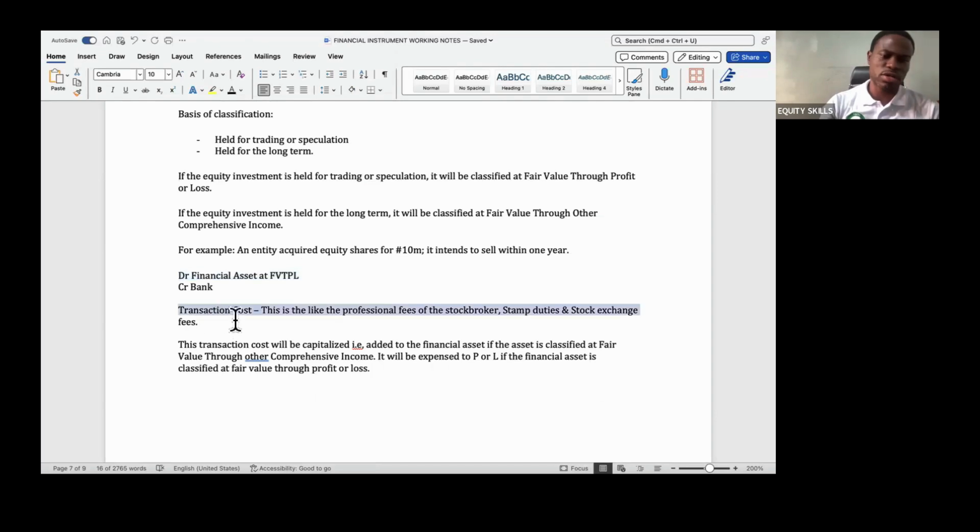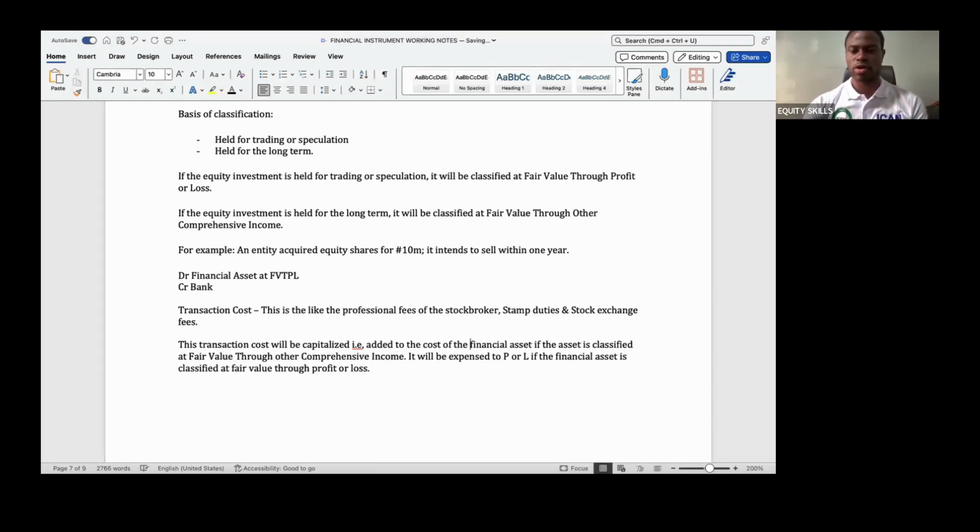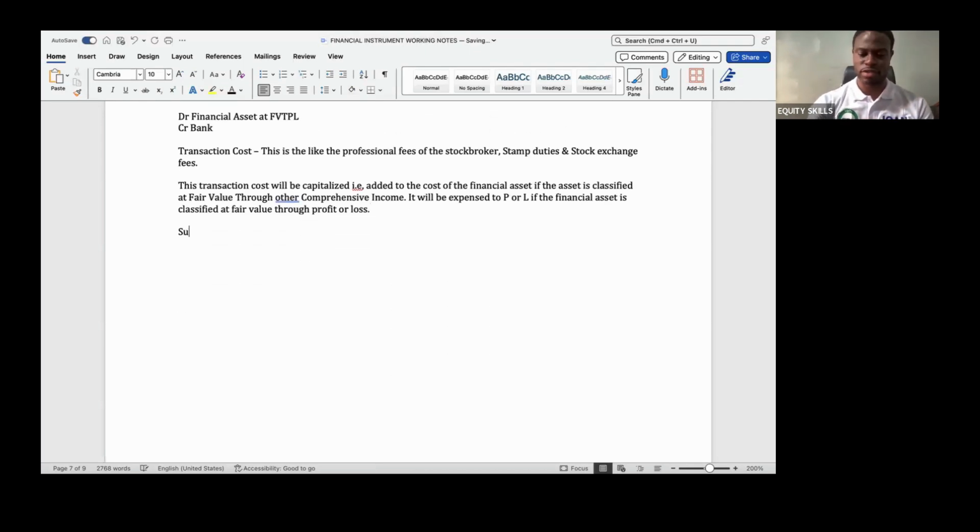Then I went to transaction costs, which is broker's fees, stock exchange fees, stamp duties, and all of that. And this transaction cost, I said is to be capitalized, that is added to the cost of the financial assets, if the asset is classified at fair value through OCI. But it is to be expensed to POL if the financial asset is classified at fair value through profit or loss. That's very straightforward, right? Then at the end of the year, you will do subsequent measurements.